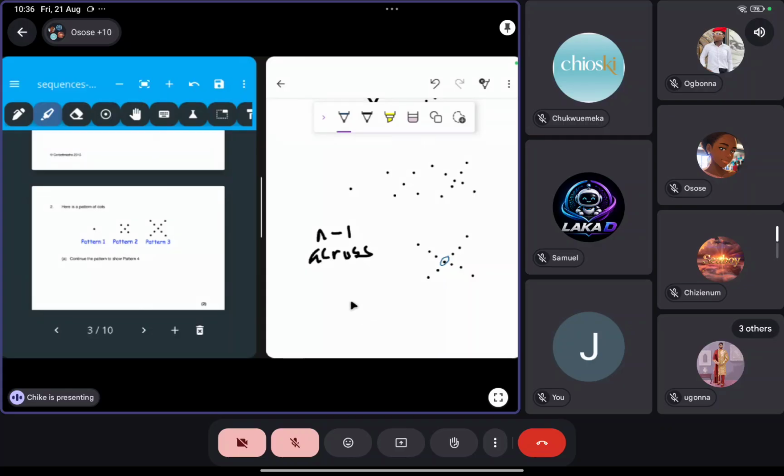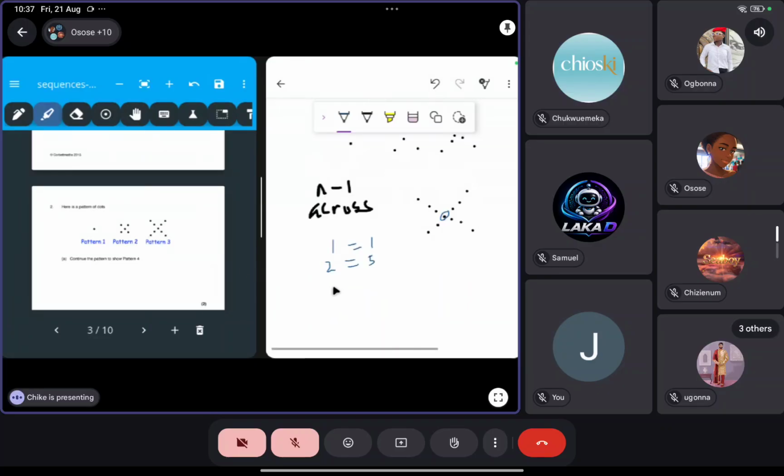This is what I mean. For example, pattern 1 had 1 dot. Pattern 2 had how many? 1, 2, 3, 4, 5. Pattern 2 had 5 dots. Pattern 3 had how many? 1, 2, 3, 4, 5, 6, 7, 8, 9. Pattern 3 had 9 dots.